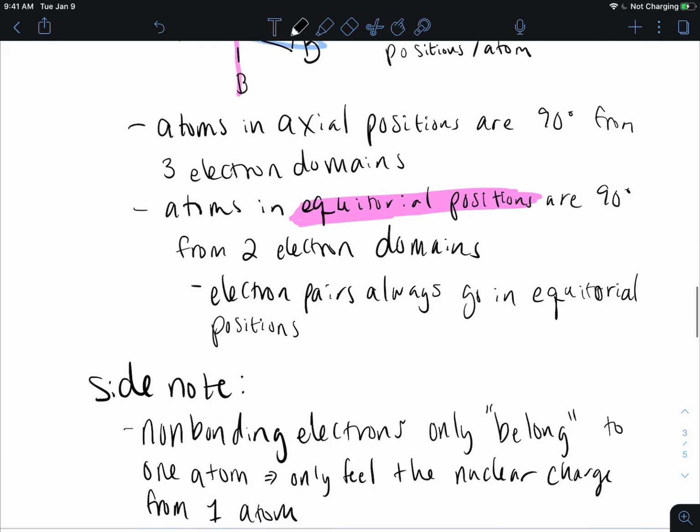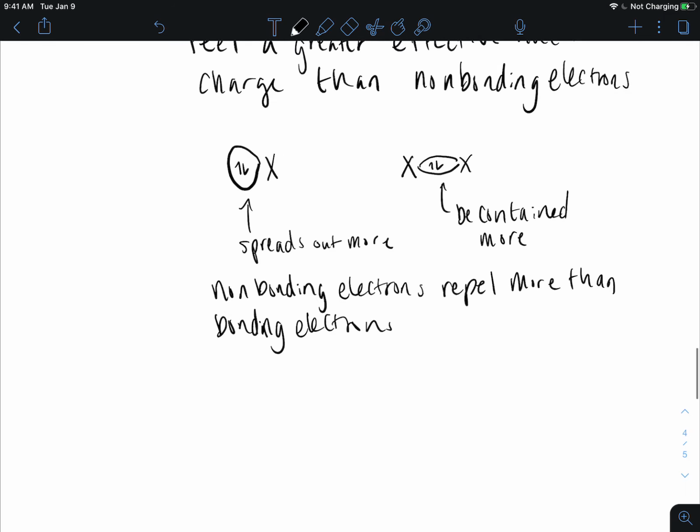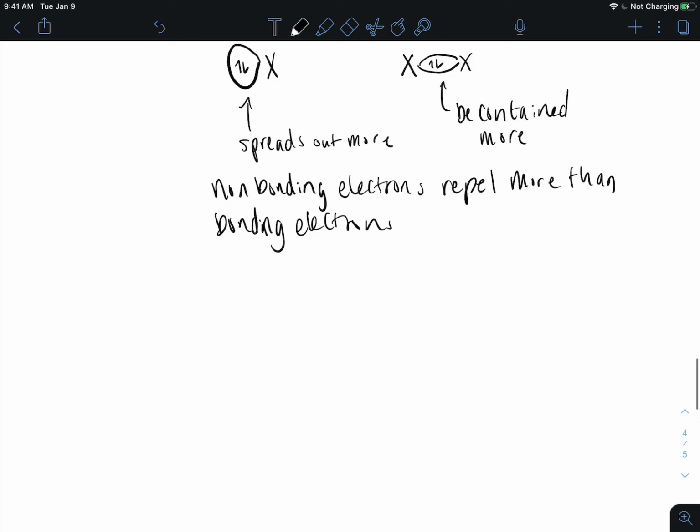Which is why we want to put them in a position where they're going to have fewer things or be further away from things that have electron pairs. So they are always going to go onto our equatorial positions. Okay, back to the structure we were looking at.